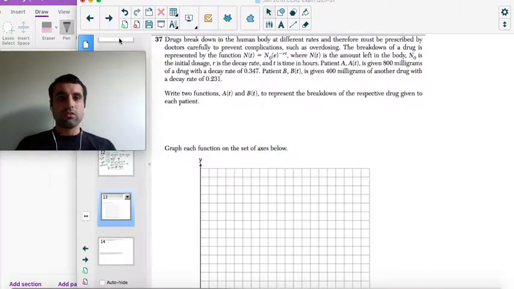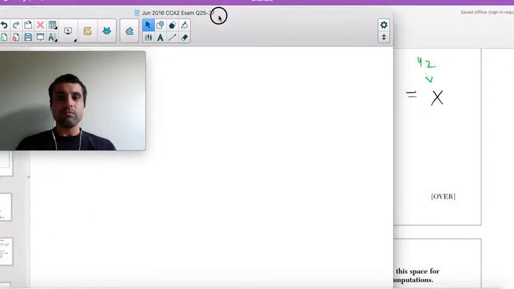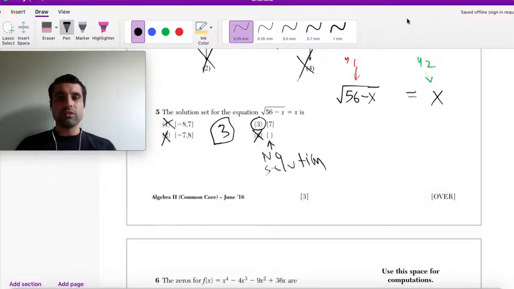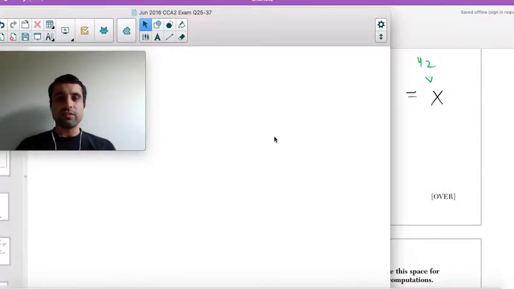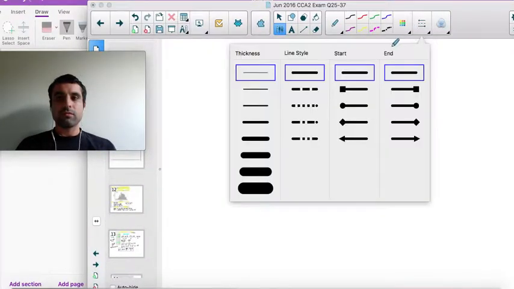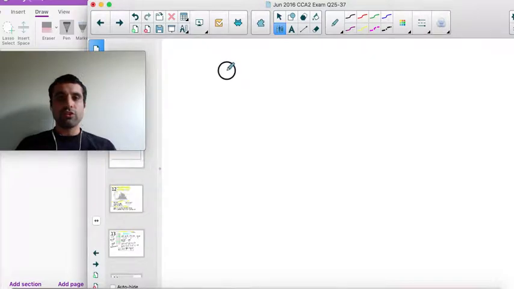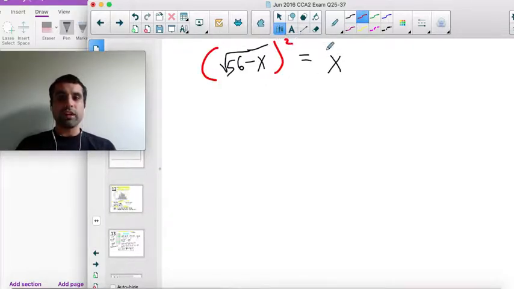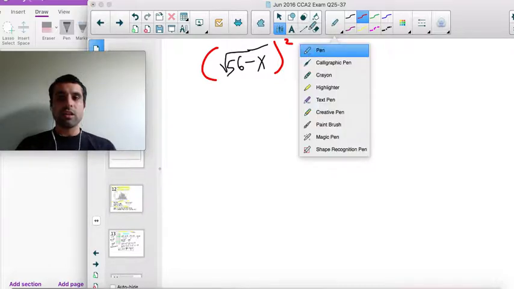All right, so I'm going to open a blank page, and I need to solve the square root of 56 minus x is equal to x. How do I get rid of the square root sign, guys? I've got to square both sides. Square them both. Whatever you do to one side has to be done to both sides.